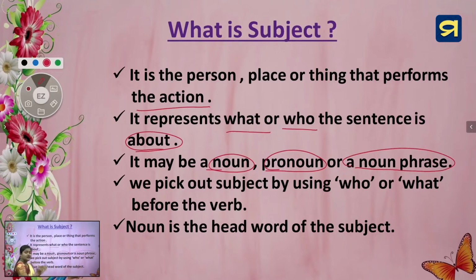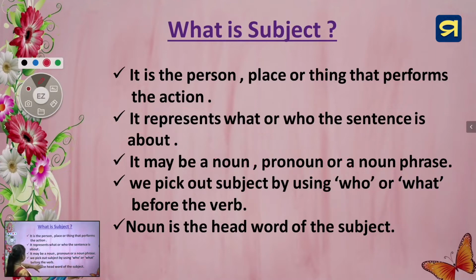Okay. Next, we pick our subject by using who or what before the verb. Okay. Next, noun is the head word of the subject. Always remember, noun is the head word of the subject. Whenever you are going to identify subject in a sentence, always ask yourself who is doing the action in that sentence. Okay, you can easily identify the subject in that sentence.